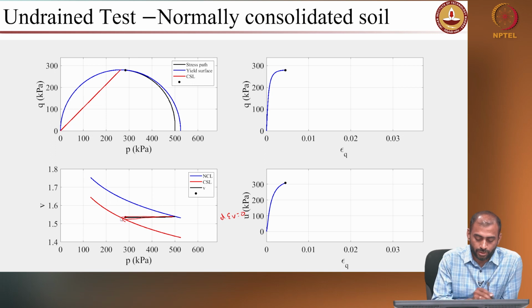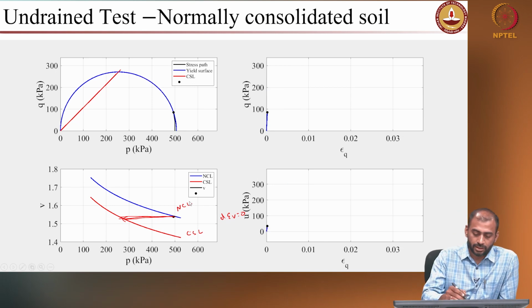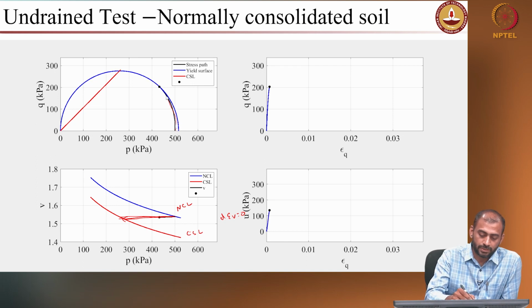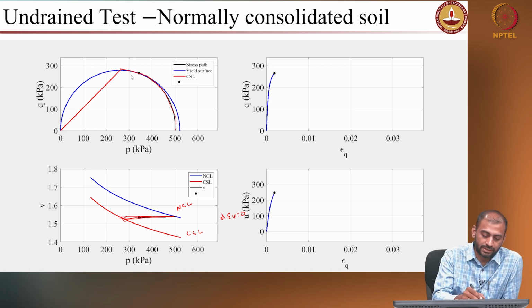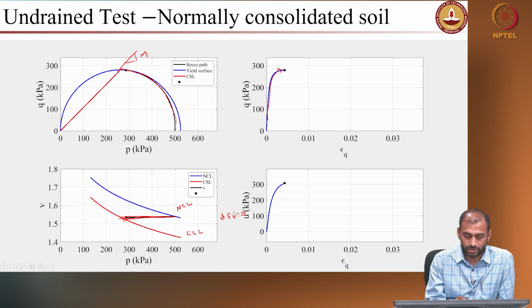So, your curve in the specific volume versus p prime space is actually moving horizontally and reaches the critical state. So, this is your critical state line, this is your NCL, right. Since it is undrained, your stresses continuously increase and then reach your critical state line, right. And you can also see the stress strain response and the pore pressure response. The pore pressure keeps increasing because, since it is a normally consolidated soil, you continuously see the contraction and your pore pressure keeps on increasing, right.